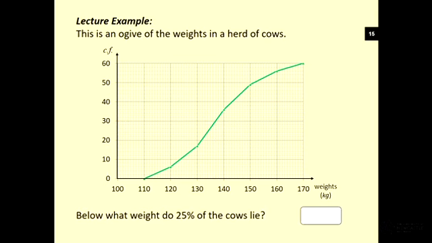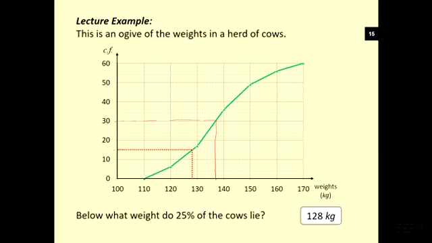Below what weight do 25% of the cows lie? 25%, that's a quartile. That's saying what we did before. What if I split these cows up into 4 equal groups? In the previous question, the Q2 took me there. I don't need that here. But if I want to split this half, I'll go to the 15th cow. Between 0 and 30, the 15th cow goes to there, which is 128 kilos.